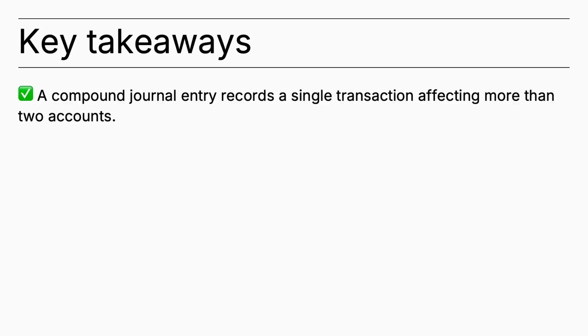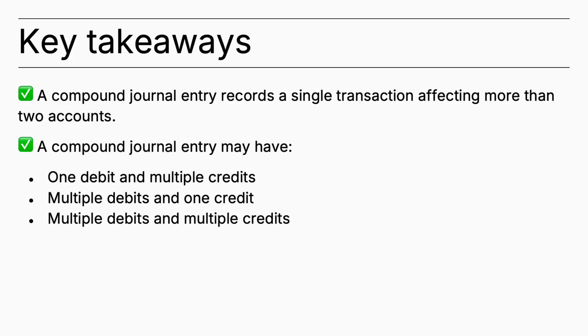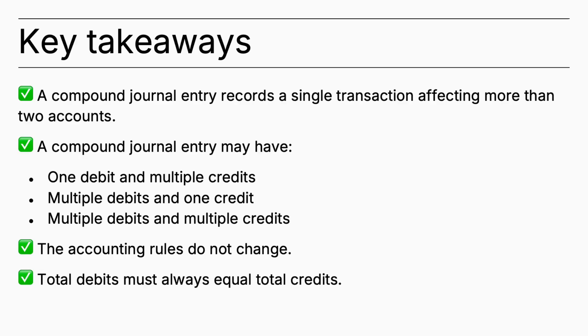A compound journal entry records a single transaction that affects more than two accounts. Throughout this lesson, we've seen different forms of compound journal entries. Some had one debit and multiple credits, others had multiple debits and one credit, and in our final practice question, we saw an example with multiple debits and multiple credits. Even though the structure may vary, the accounting principles remain exactly the same. And the most important rule to remember is that total debits must always equal total credits. As long as the entry stays balanced, you're applying the same accounting system you've already learned.